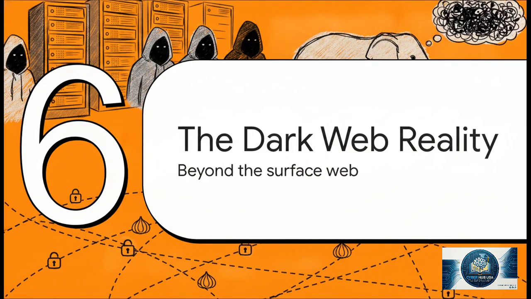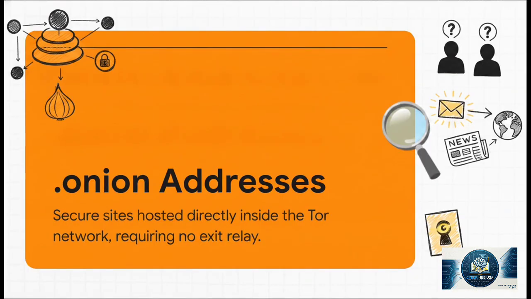Finally, Section 6, the dark web reality. Let's look beyond the surface web. We really have to address the elephant in the room here. Yes, Tor is the gateway to the dark web, mostly through what are called .onion addresses. These are highly secure sites hosted entirely inside the Tor network itself, which means your data never actually passes through an exit relay to the normal internet.